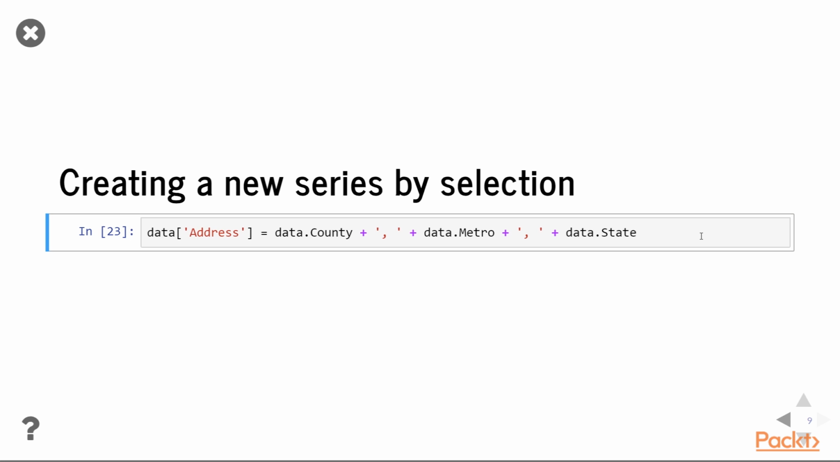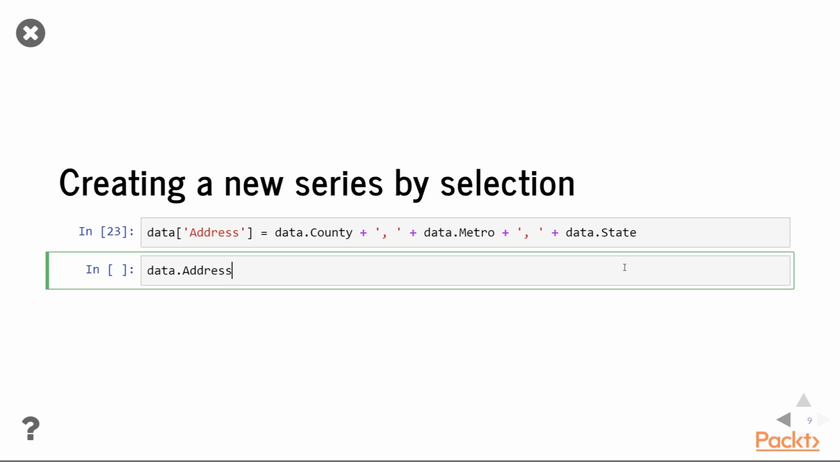We can select multiple series and create new series out of those. Here we are creating a new series out of the three columns of county, metro, and state. We are then concatenating these series and creating a column in the data frame, and we are calling it address. Let's take a look at the newly created column or series we just created.